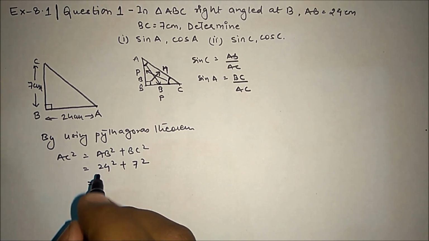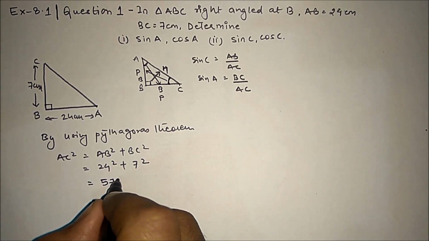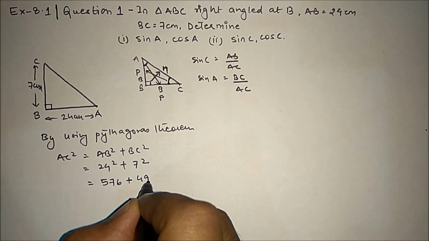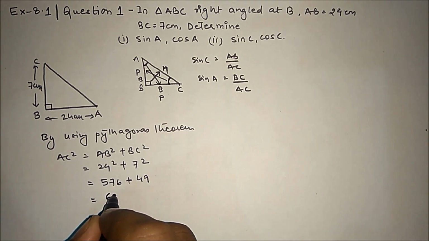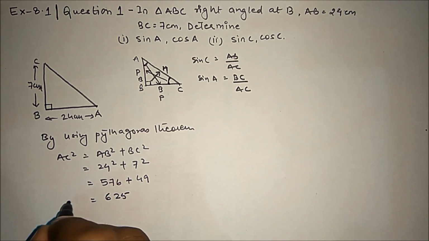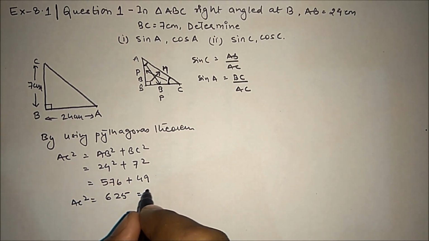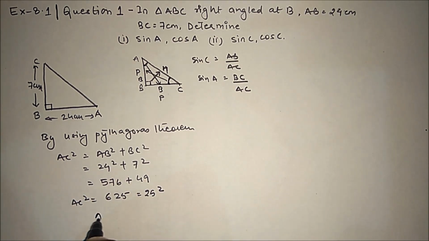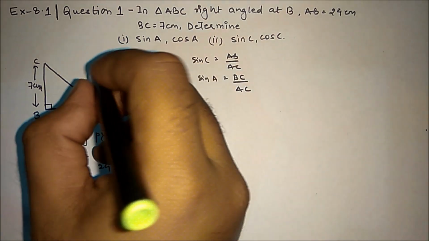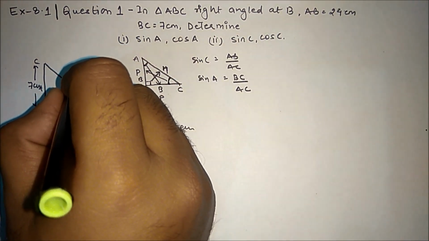So 24 square is 576, 7 square is 49. When you sum this, you get 625. This is AC square. From this, 625 is 25 square. Okay. So AC will be 25 centimeter. So value of AC is 25 centimeter. This is 25 centimeter.